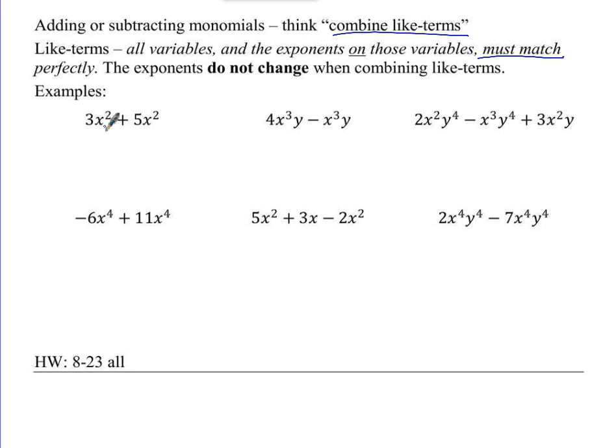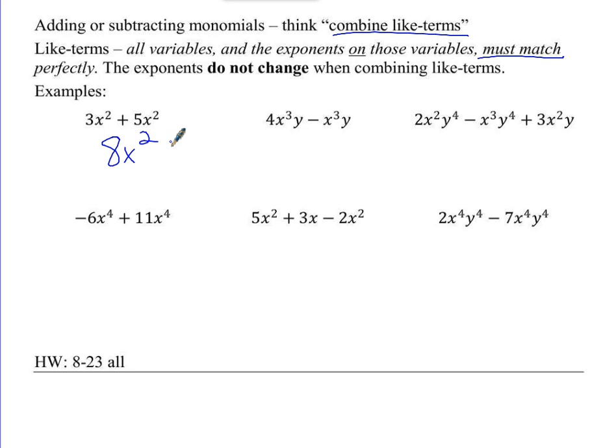So if I have 3x squared plus 5x squared, this is like having 3x squareds, 3 apples. This is like having 5x squareds, 5 apples. If I put them together, how many x squares do I have? 8x squares. So that's why this winds up being 8x squared.